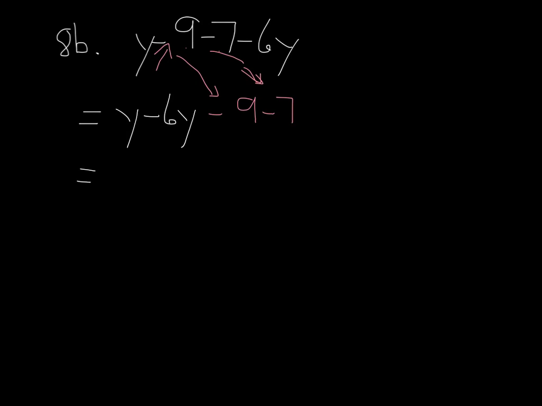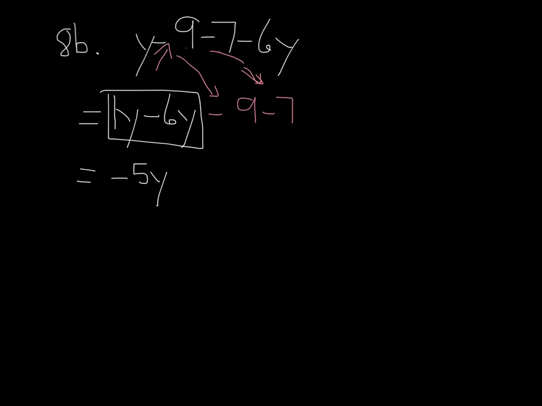So now if I look just at the y values that I have here, I have one y, remember they don't write the 1 in front, so I have one y and I have 6 negative y's. So there's one positive y and 6 negative y's. So if they're sports teams, then the negatives are going to win by 5, so I would get -5y there.